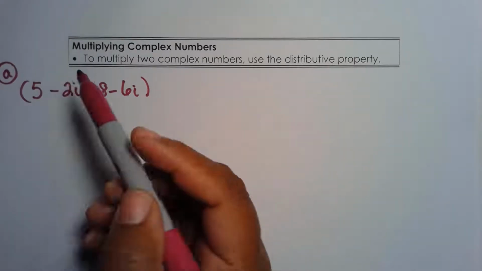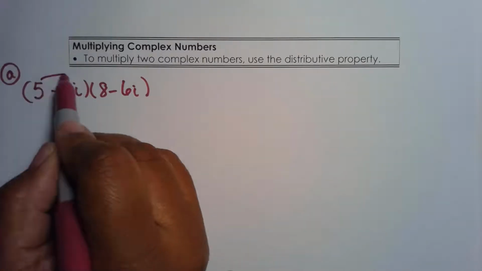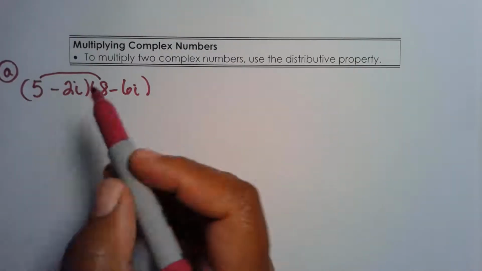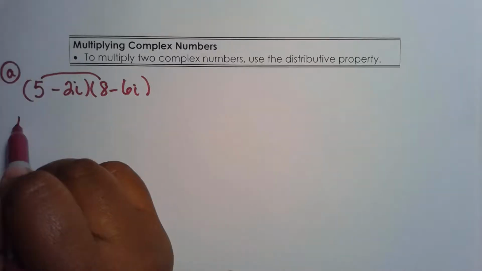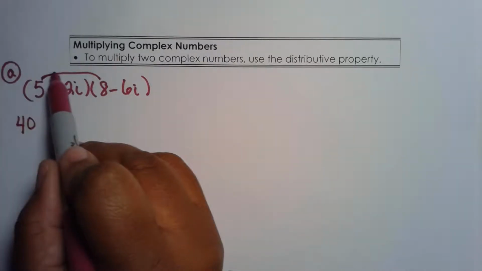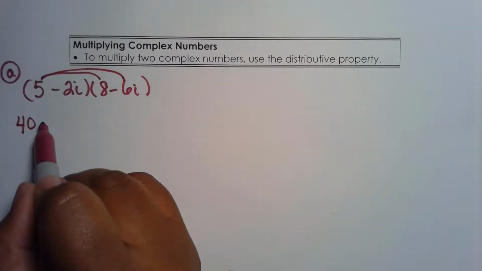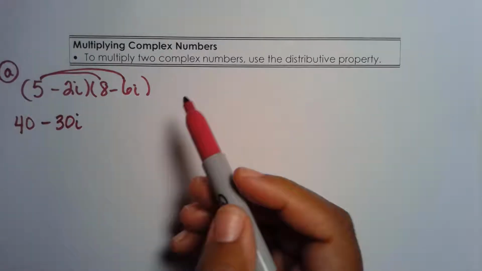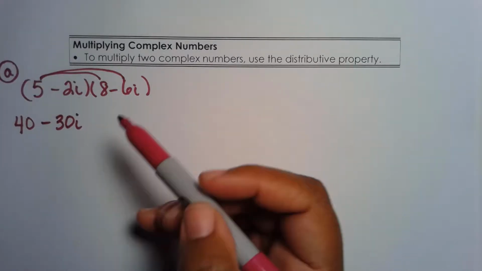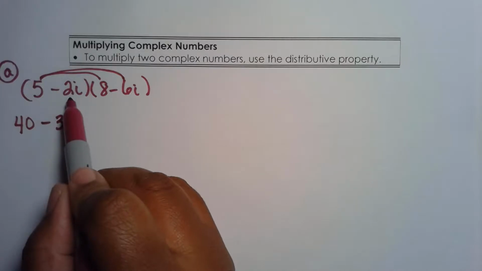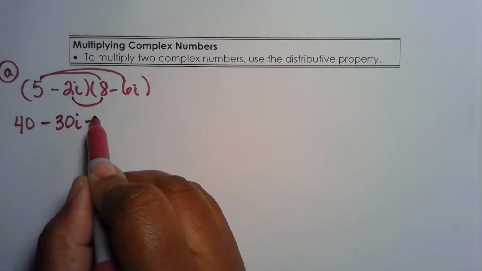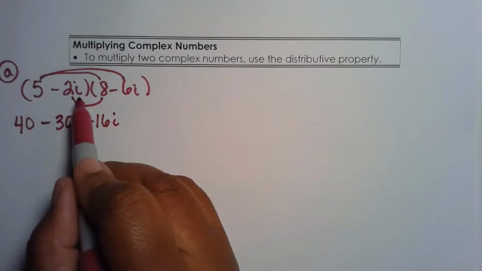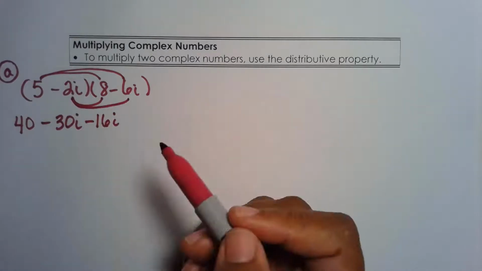So let's go ahead and multiply. 5 times 8, we have 40. Then 5 times negative 6i, we have negative 30i. Let's take the negative 2i and distribute twice. We have negative 2i times 8. That gives us negative 16i. And we have negative 2i times negative 6i.